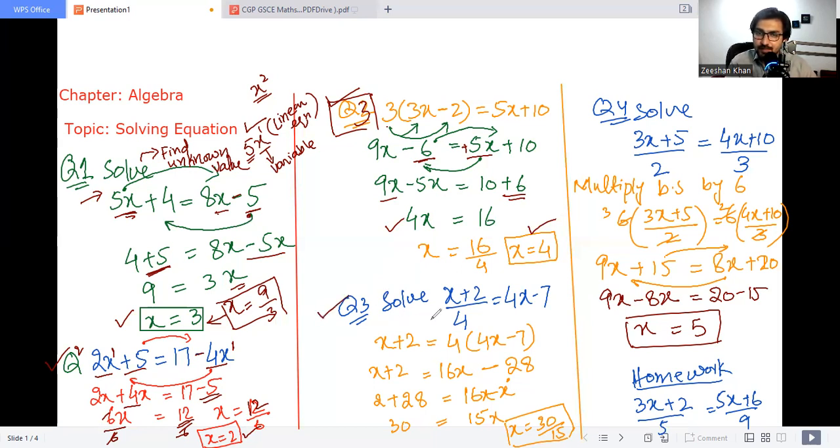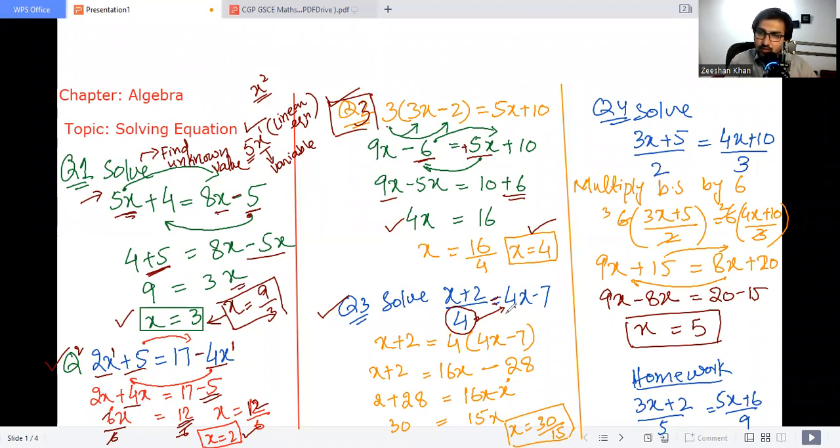Question number 3. Here is one extra thing: the 4 is down in the denominator. When a number is in the denominator, we can take that and multiply it with the other side of the equality. This is an equality, and a number is in the denominator, which is 4. You can take this and multiply it with the other side of the equality.